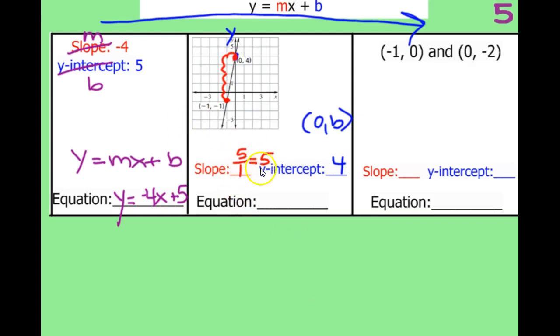Because 5 divided by 1 is 5. So our equation would be y equals mx plus b. This is m, this is b. So y equals 5x plus 4.